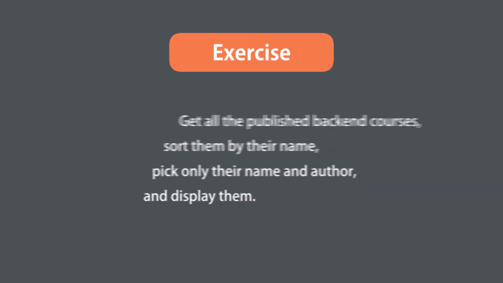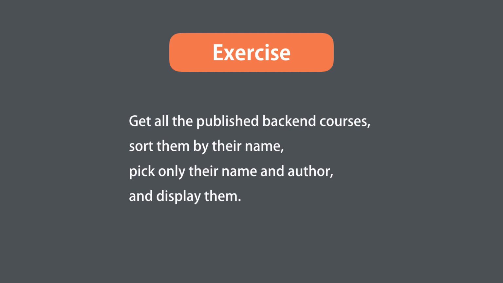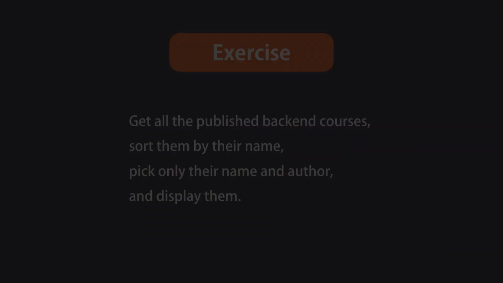So here's your first exercise. I want you to write a program and get all the published backend courses in our new database, sort them by their name, and pick only their name and author properties. So that means you should start from scratch. You need to load the Mongoose module. You need to connect to our new MongoDB database. You need to create a schema to define the shape of documents in our courses collection, and eventually write a query. So pause the video, do this exercise, and then come back, continue watching.